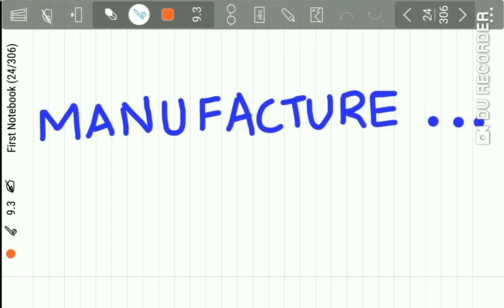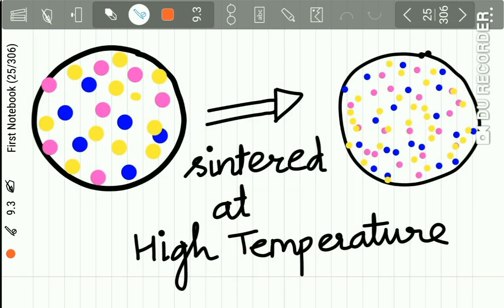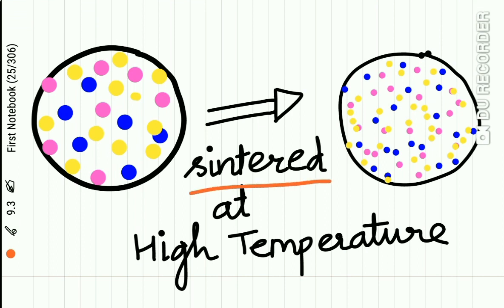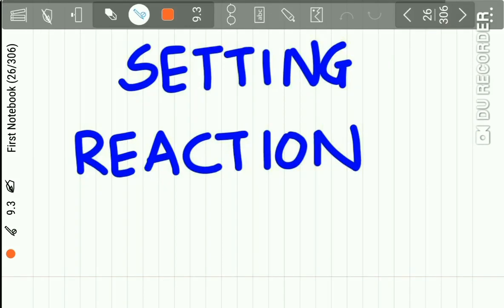Now, let us see how the polycarboxylate cement is manufactured. It is manufactured by the process of sintering. All the components of the powder are heated at a high temperature and then ground into fine particles. So this is how the powder is produced.